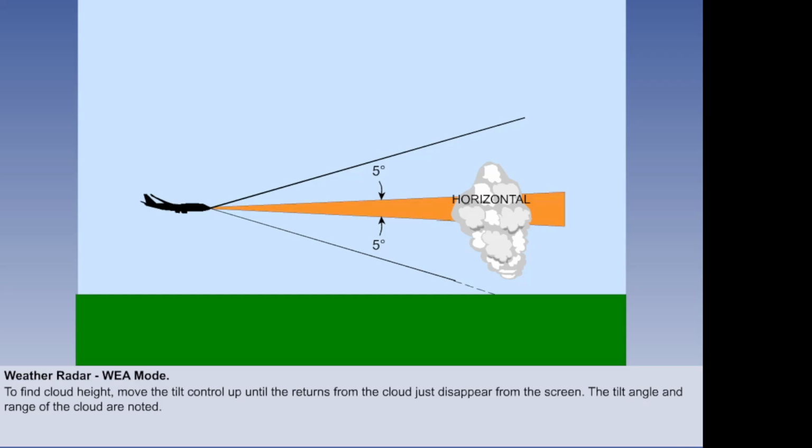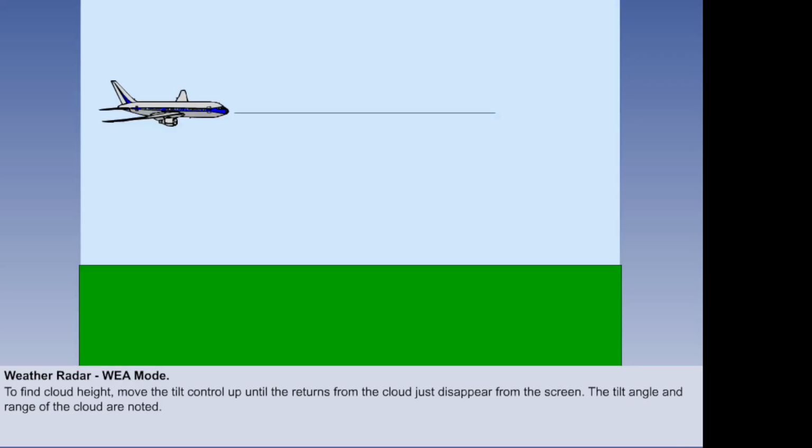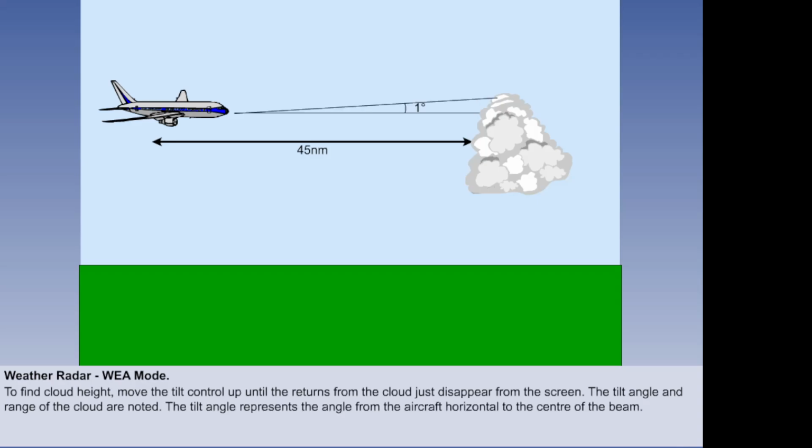The center of the beam, when not tilted, represents the horizontal aspect of the aircraft. This represents the horizontal. Let's now put in a cloud 45 nautical miles in front, with its top slightly above the aircraft's level. When tilted up to just clear the cloud, the tilt angle represents the angle from the aircraft horizontal to the center of the beam. Let's suppose that the top of the cloud is 1 degree above the aircraft horizontal. The beam width is 5 degrees.